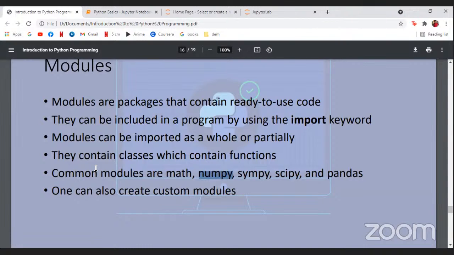You can also create your own modules. If you want to put it up somewhere, you can. But if you're writing a huge program, suppose you're building some kind of software, you can write your own modules and keep them aside so that you can call them into other parts of your code.